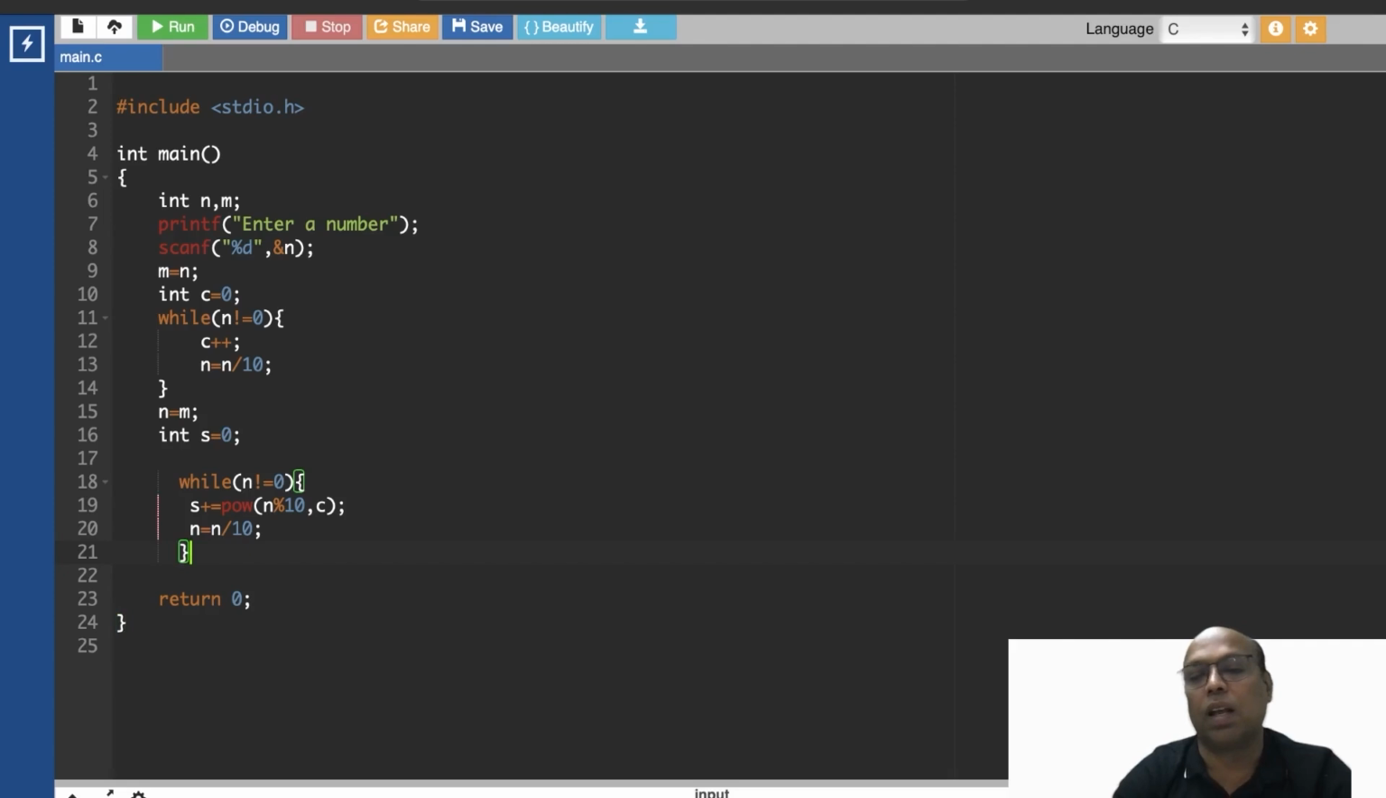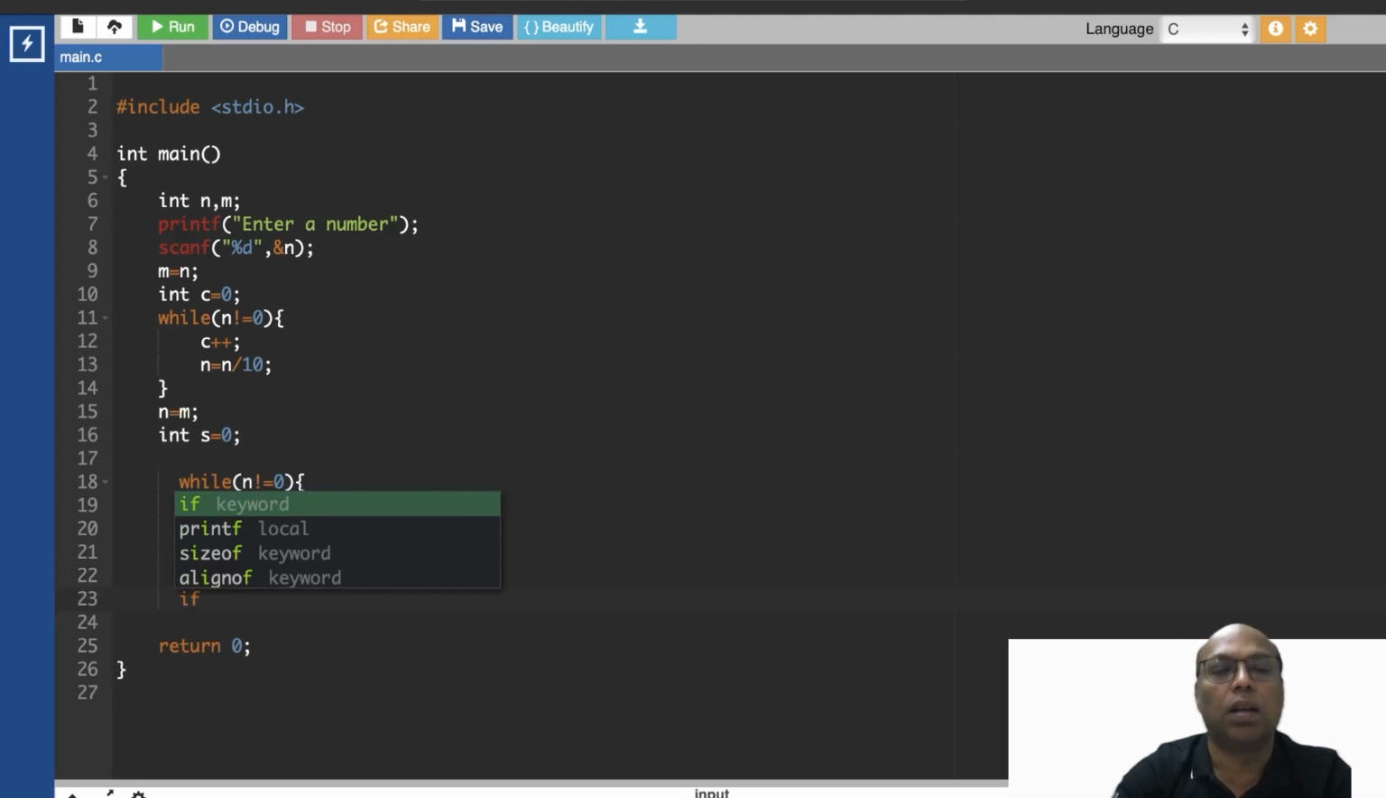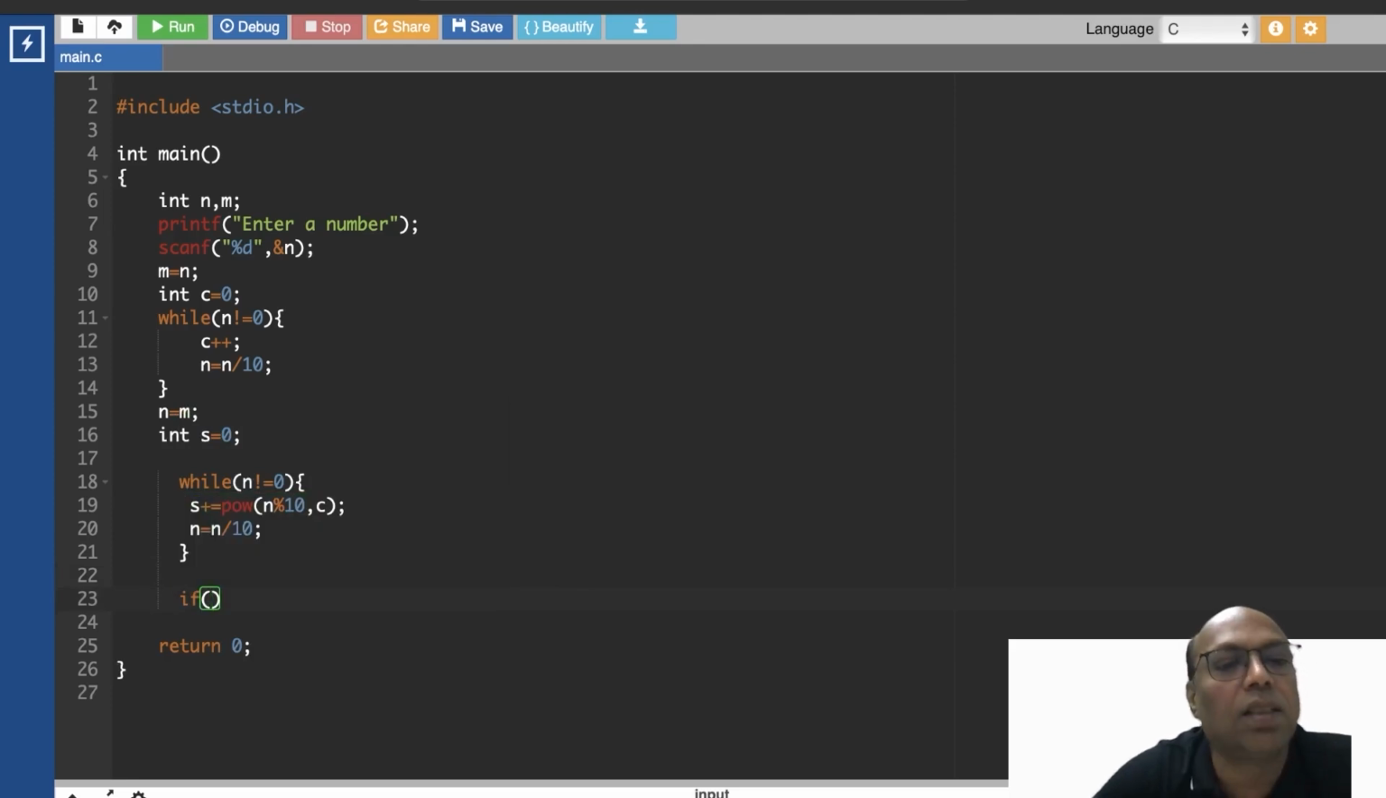Now what am I supposed to do? S plus equal to what? S is equal to S plus, take a digit and raise to that power. Now what am I supposed to do? Compare. Again, remember, this is my initialization, this is my condition, this is my statement, this is my updation.